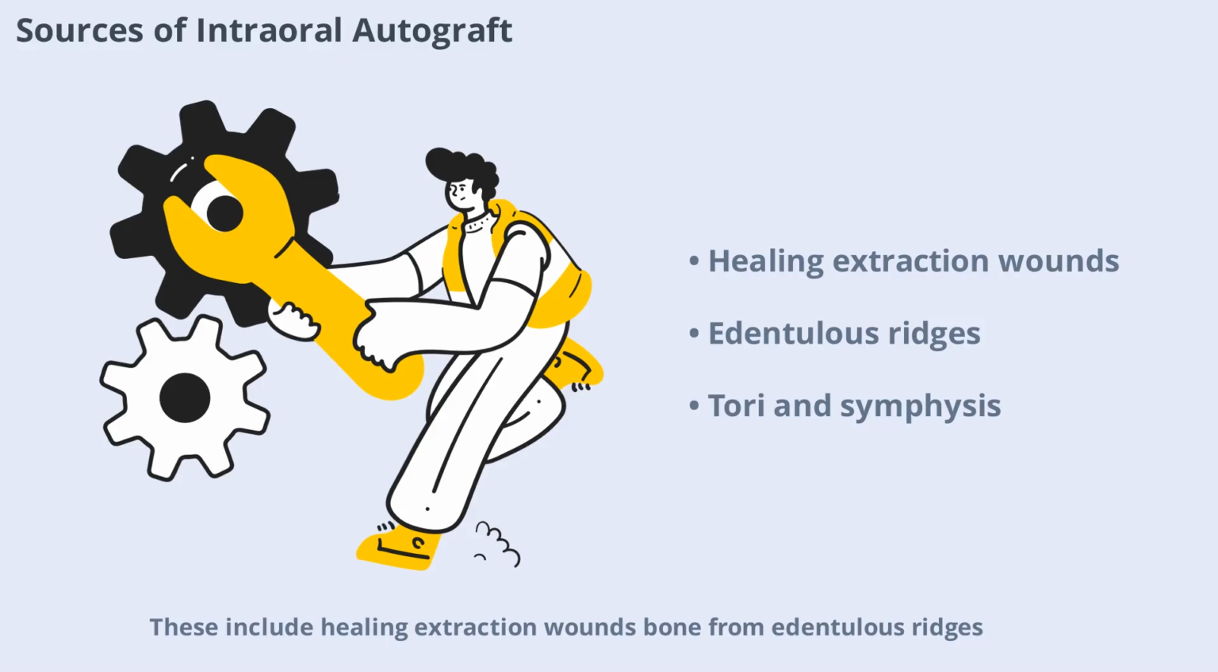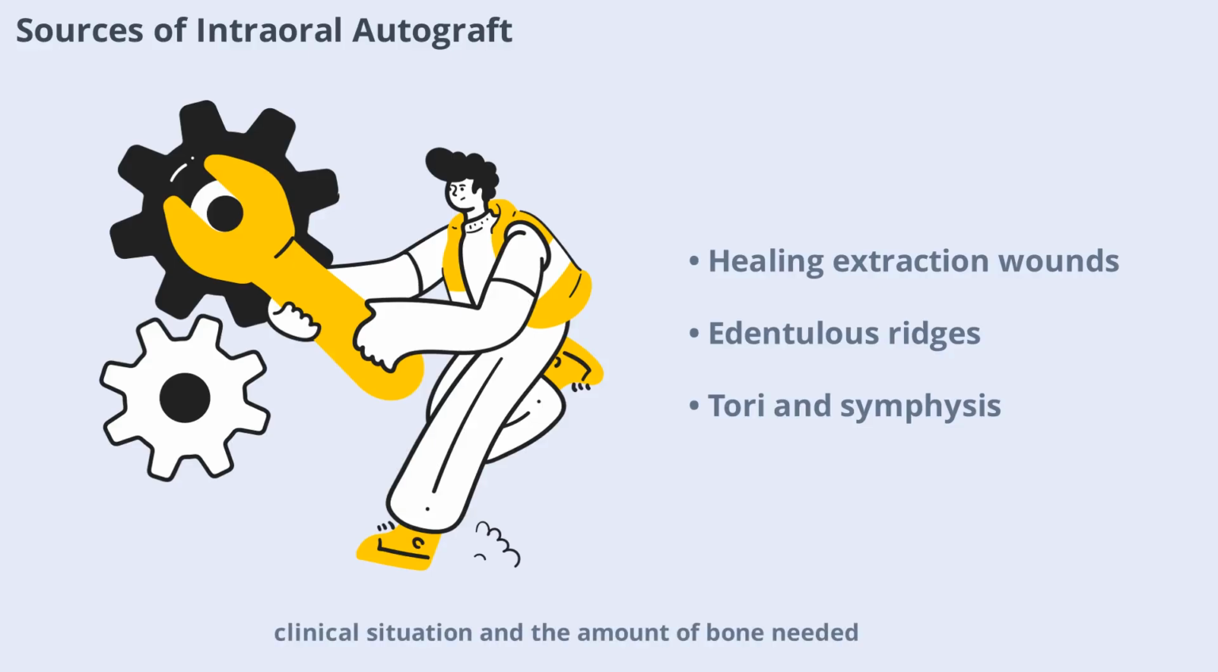These include healing extraction wounds, bone from edentulous ridges, immature bone removed during osteoplasty and ostectomy, and bone harvested from predetermined sites like tori and the symphysis. Each source offers unique advantages depending on the clinical situation and the amount of bone needed.